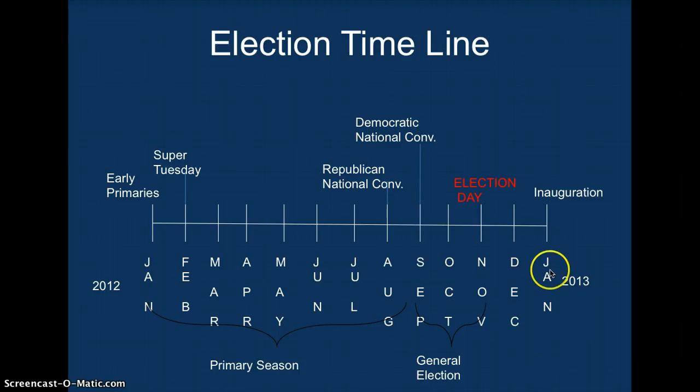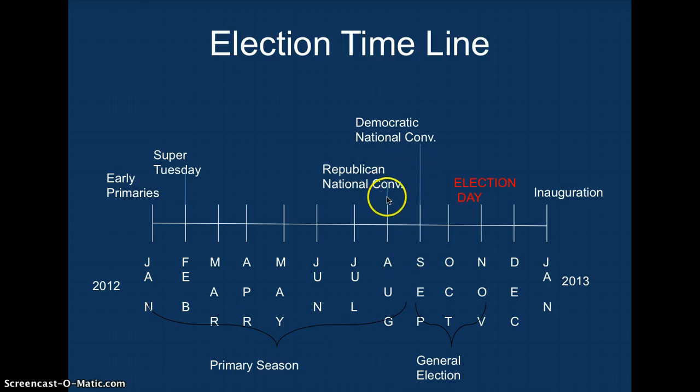This is a pretty cool timeline. I borrowed it from a professor at the University of Oklahoma, and what she did was she broke down a very basic, simple timeline of how everything works. You have the early primaries in January, then you have Super Tuesday in February, and then all throughout these months you have all the states participating in their primaries and caucuses.